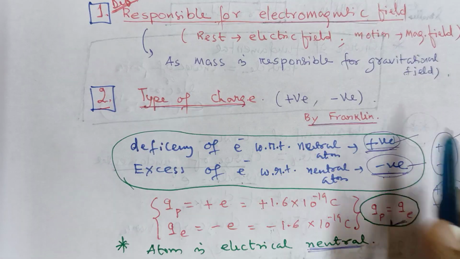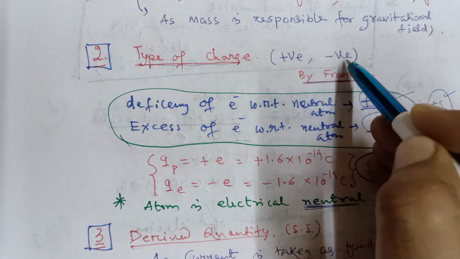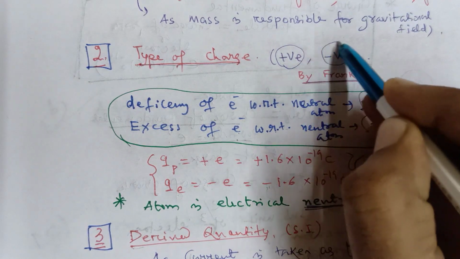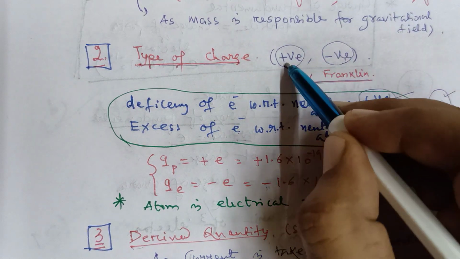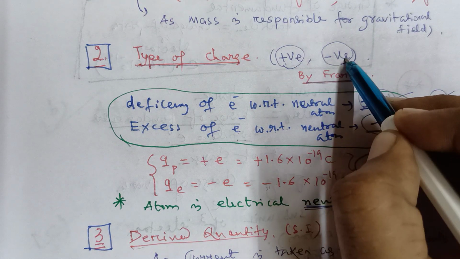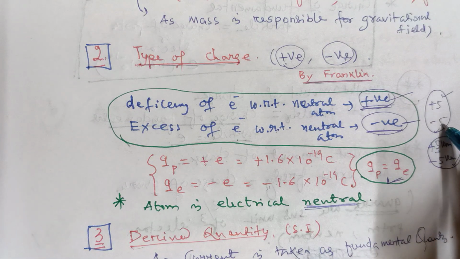Now we will discuss the types of charge. There are two types of charge, positive charge and negative charge. It is just a name for two charges. It does not mean that this charge is more and this charge is less. Don't apply mathematics here. I will give an example. Is plus 5 greater or is minus 5 greater? You will all say, sir, plus 5 is greater.